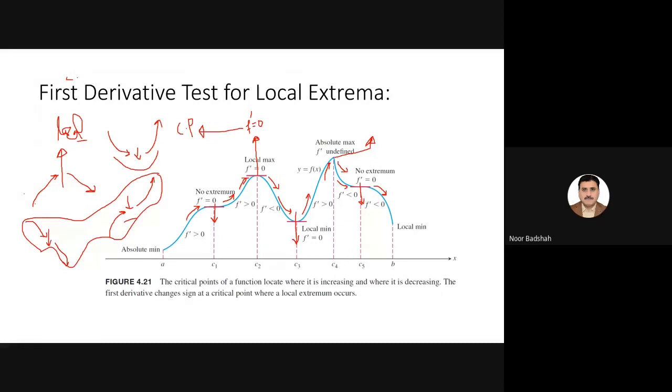Okay. Mathematically, function increasing means f dash is positive. Decreasing means f dash is negative, sorry. So if to the left of a critical point the derivative is positive, and to the right the derivative is negative, we say the function has a local maximum at that point. And if the derivative is negative to the left and positive to the right, in that case, it has a local minimum at that point. And if positive on both sides or negative on both sides, we say the function has no extreme values at that point.